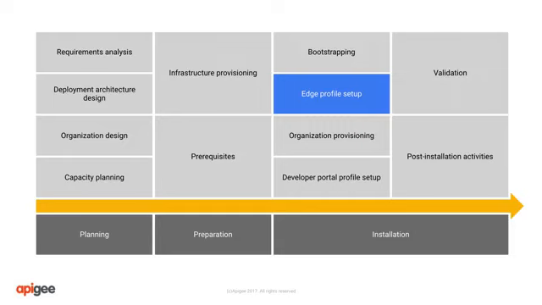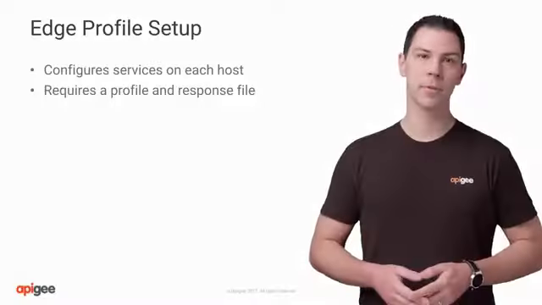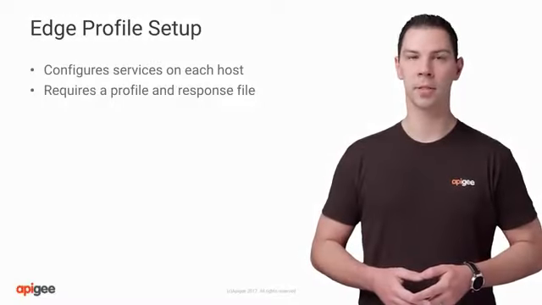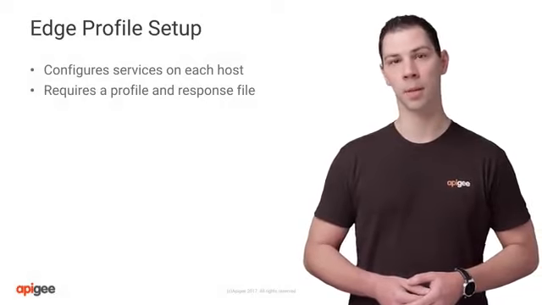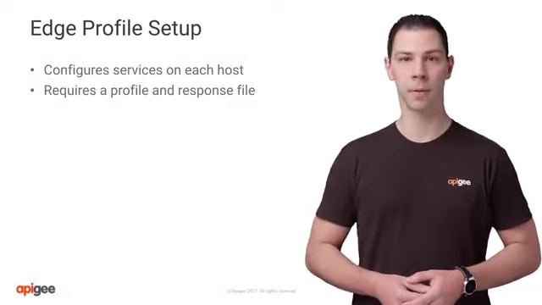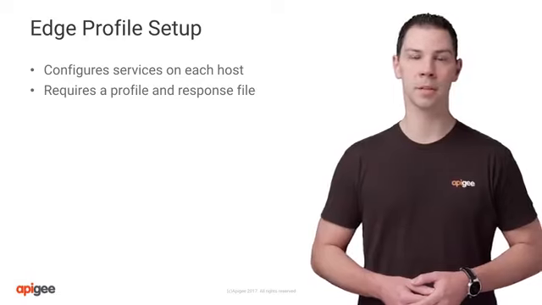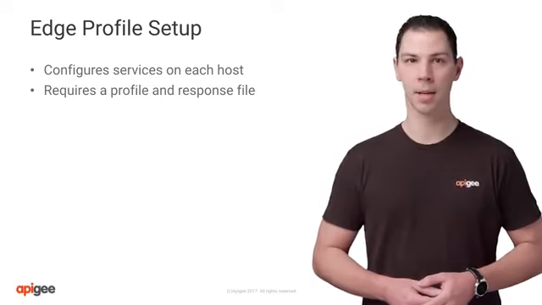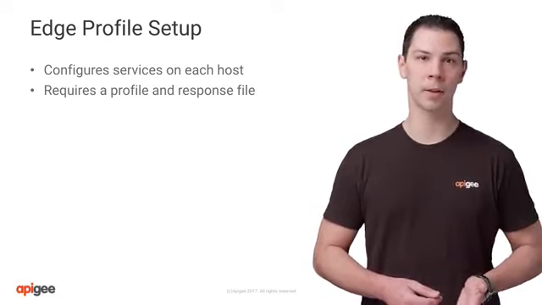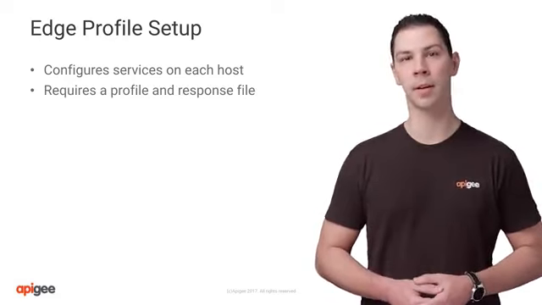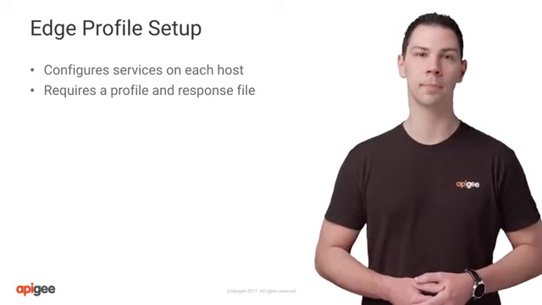Note that the profiles we will be setting up are strictly for Apigee Edge components. We will be setting up developer portal profiles in a later lesson. The profile setup process configures the services on each host which are needed to fulfill one or more roles in the cluster. Those services are grouped into profiles, which are used to direct the actions of the setup program. In addition to a profile name, the setup program requires a text response file, which is populated with values that can vary based on the profile being applied.